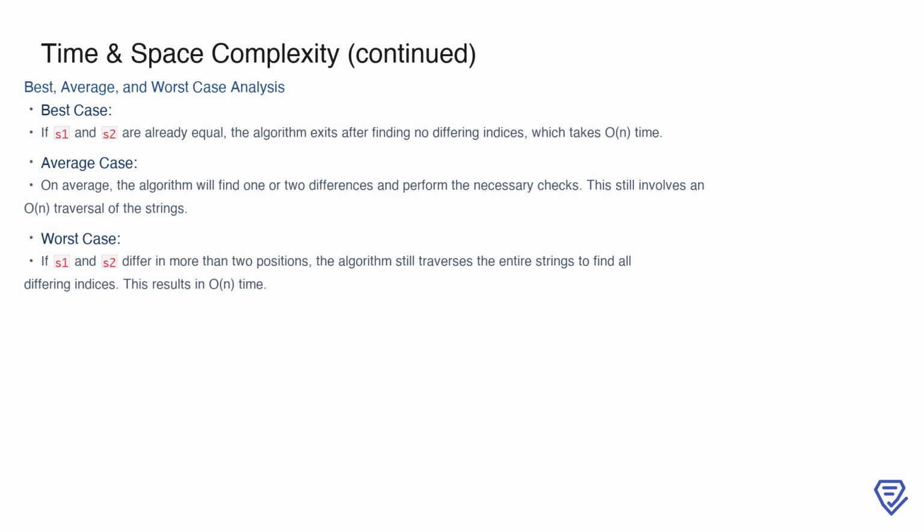In the worst case, where the strings differ in more than two positions, the algorithm still traverses the entire strings to find all differing indices, which again takes O(n) time. Thus, the time complexity remains linear across all cases.